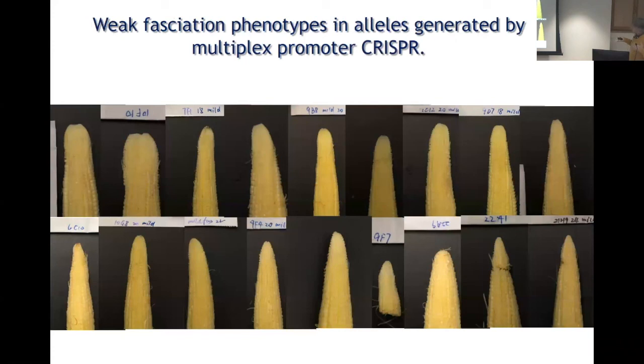The only thing I can show in Maize, which is not very satisfying, is that we do have some weak phenotypes, some weak fasciation, but no yield data yet, but that's coming next summer. So I think it can work. There's no reason it shouldn't work. So I think it's pretty exciting.